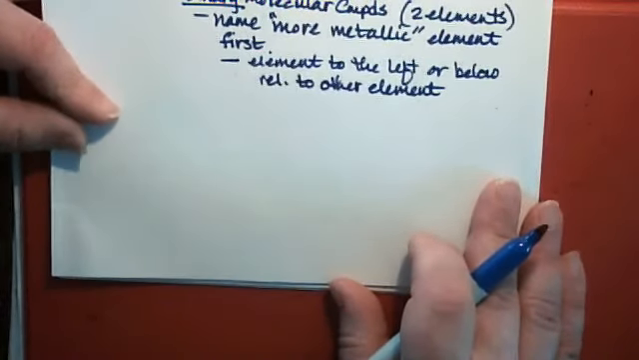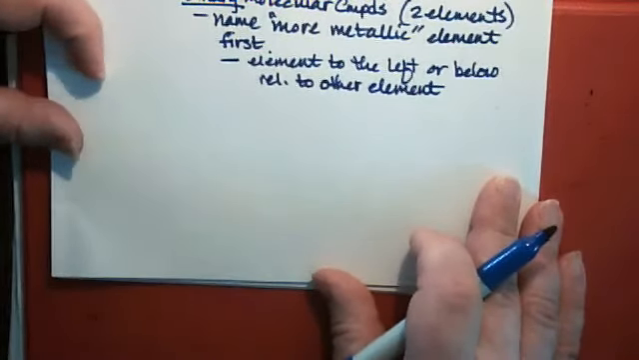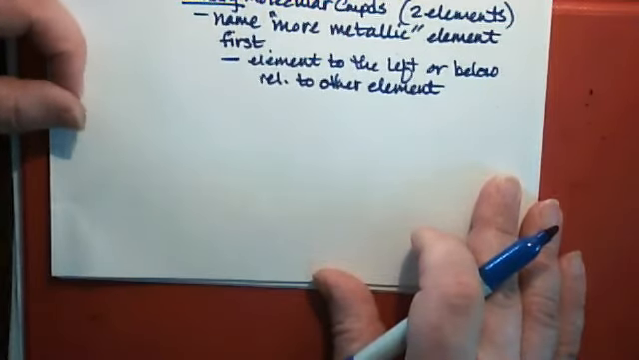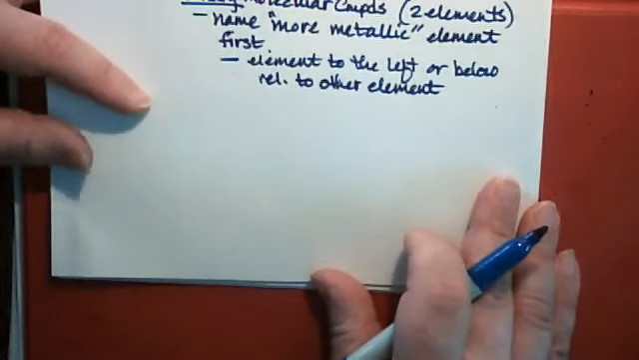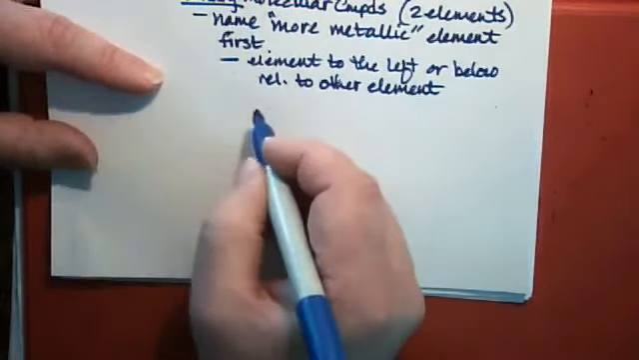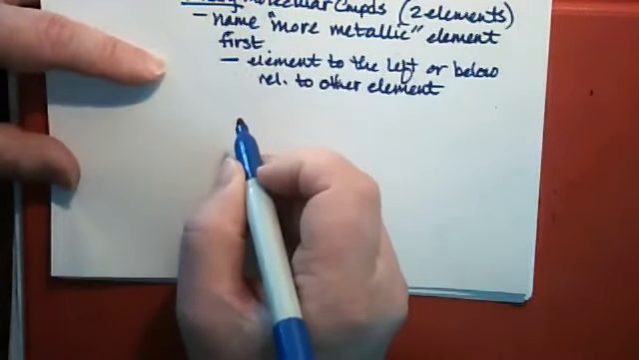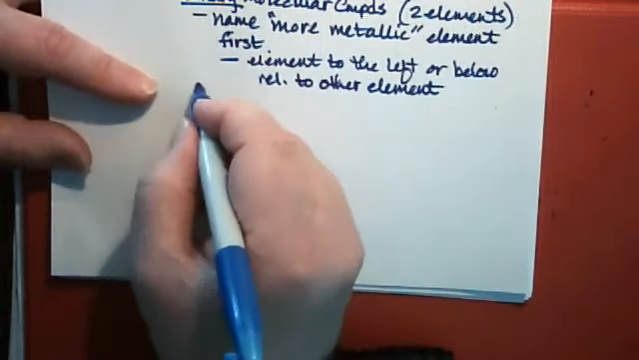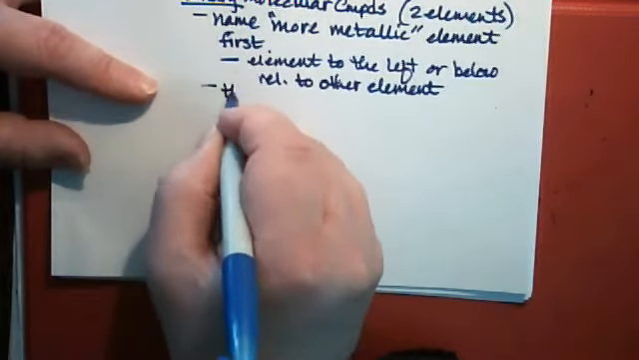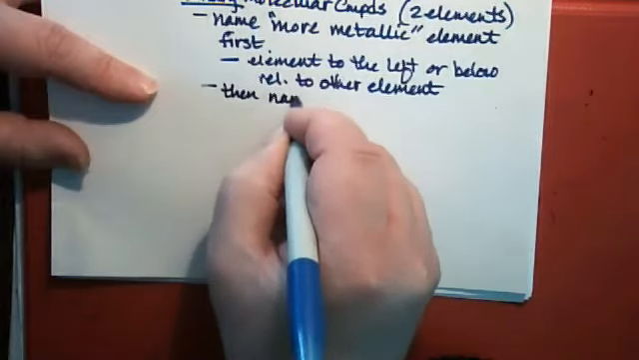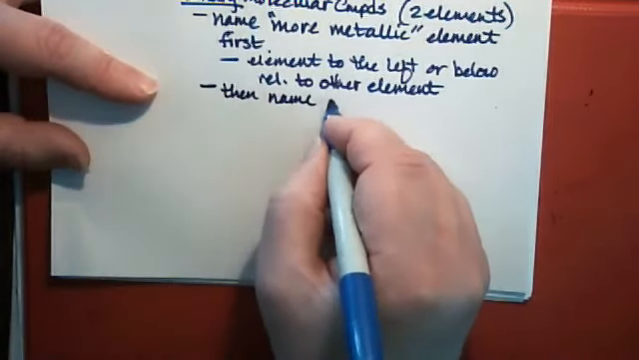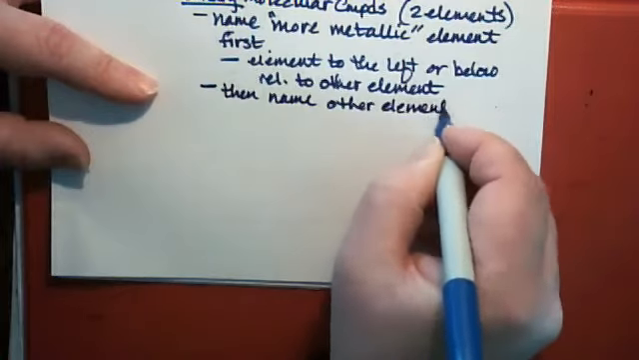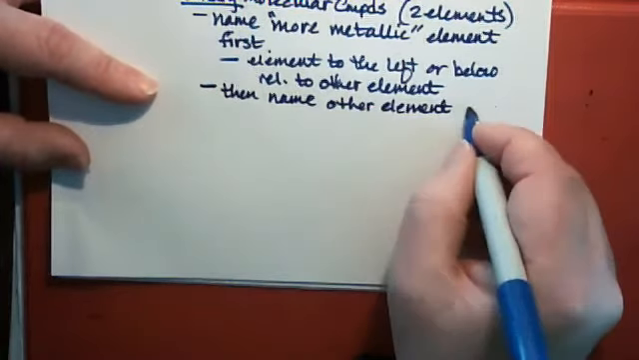For one thing, for any compound that contains carbon and hydrogen, usually you put the carbon first. But that's a convention that comes out of organic chemistry, and organic chemistry is weird, so there are a lot of exceptions to the rules there. Okay, so the more metallic element comes first. Then you name the other element as if it's a negative ion.